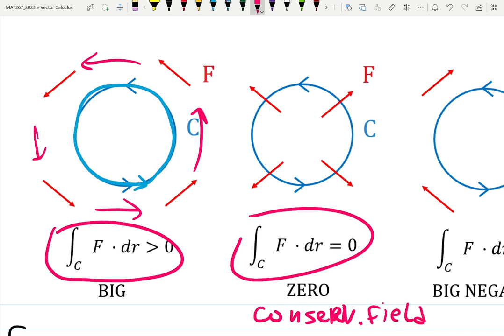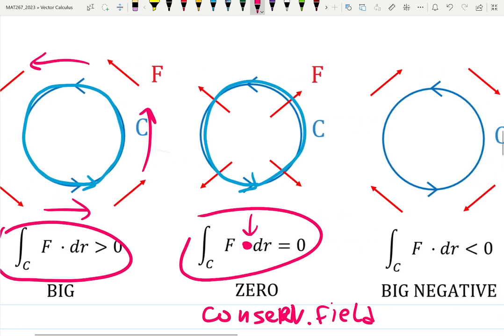Why is it 0? I'm biking still anyway, counterclockwise or clockwise, but the wind is not towards my face and it's not against me. It doesn't help and doesn't go against me. Perpendicular means the dot product gives me 0. This is a dot product over here. See? The dot product is 0, the integral is 0. So there's no influence on me biking with that wind.